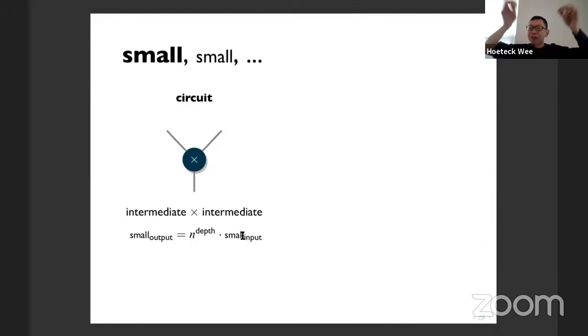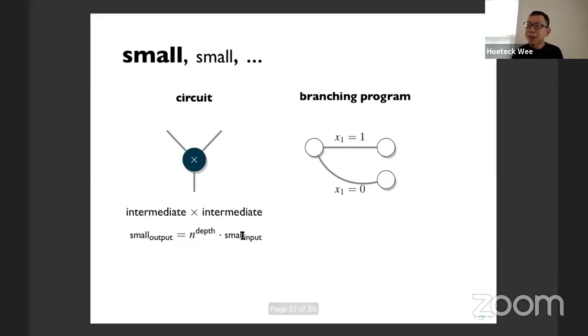And basically this causes a phenomenon where every time you do a multiplication gate, you basically double the noise. And this creates a phenomenon where the noise is going to grow exponentially in the depth. Okay. Turns out it's much better to work with branching programs.